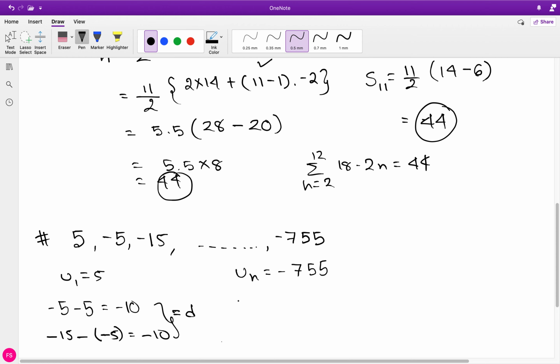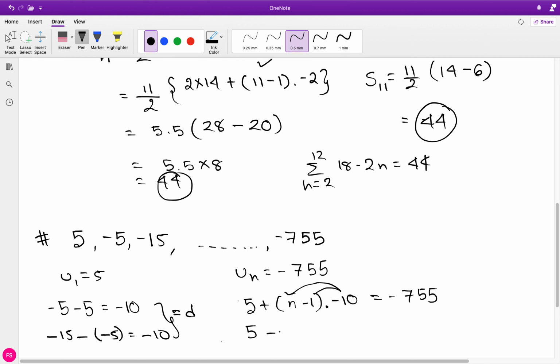Let's do that. I'm just going to use the formula for the nth term. U1 is 5 plus n minus 1. I don't know what my n is. This is what you want to find. Times the common difference, which is -10. This equals -755. Now always multiply this with these two numbers, not with 5.